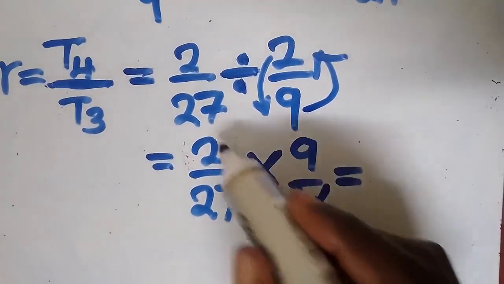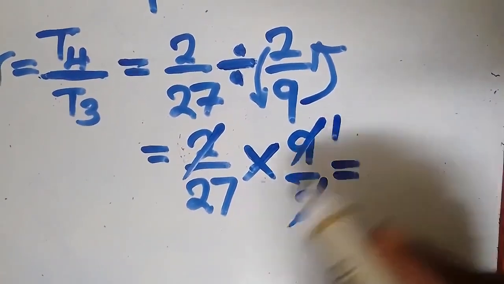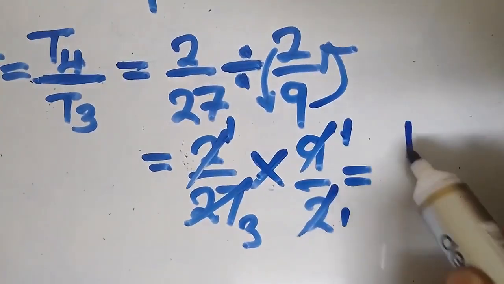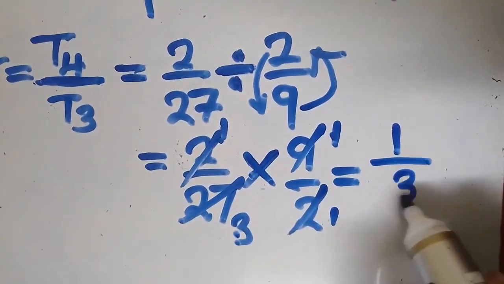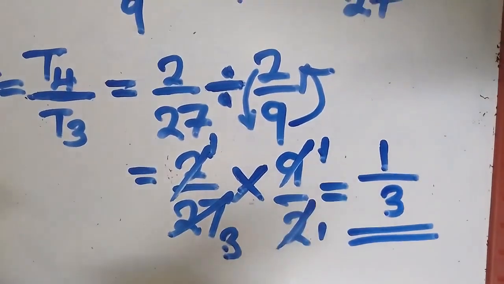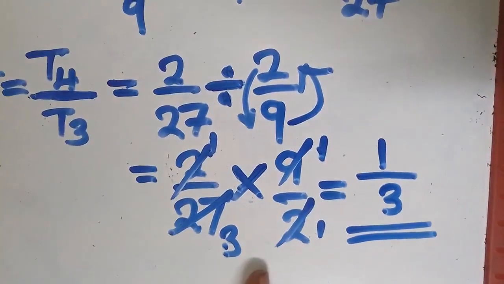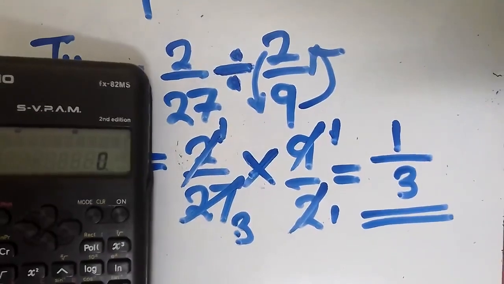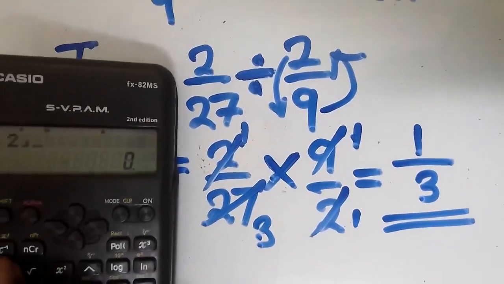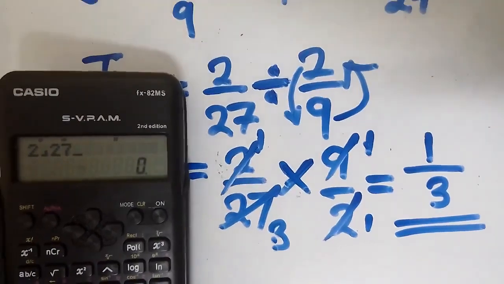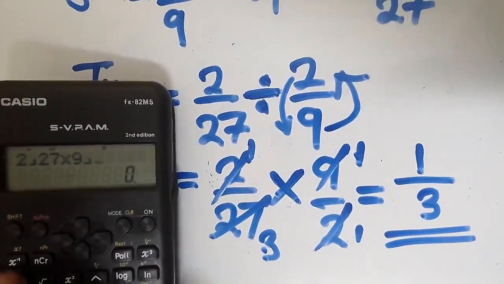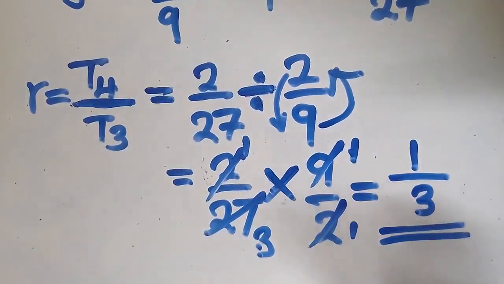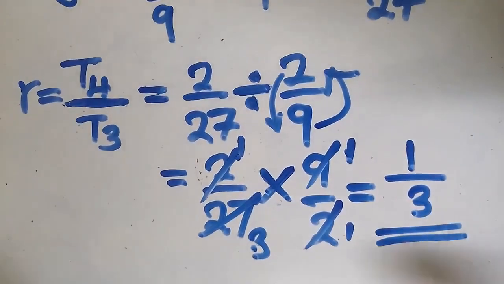So the 2s are able to cancel. 9 there, it is 1. 9 there, it is 3. So here 1, here 1. 1 times 1 is 1 over 3 times 1 is 3. So this is your answer. But you are able to do this on your calculator. You just need to multiply: 2 over 27 times 9 over 2. What is your answer? 1 over 3. So you are able to answer this on your calculator without doing all these calculations here.